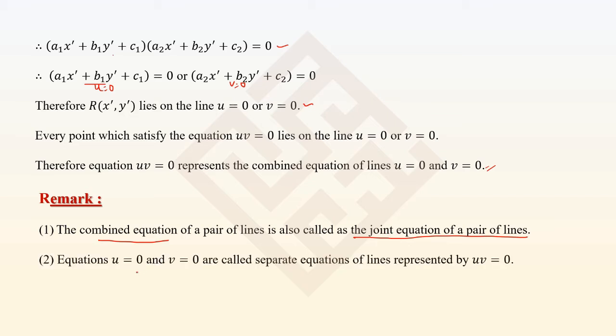Second, the equations u is equal to 0 and v is equal to 0 are called the separate equations of the lines represented by u into v is equal to 0. तो कभी कभी ये भी पूछते हैं आपको, you are also asked the question find the separate equations of the lines which are represented by the equation u into v is equal to 0. Then you can find out what is u is equal to 0 and v is equal to 0. So this we will be studying when we start with the exercise.